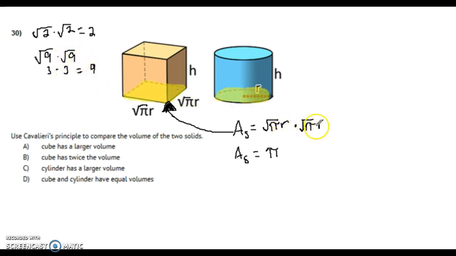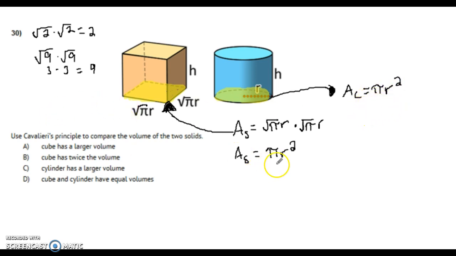And then if we have r times r, that would be r squared. So the area of this square, this cross section of the cube, is pi r squared. Now we're going to find the area of this cross section of the cylinder, which is a circle. To find the area of a circle, you would do pi times radius squared. We don't have to do any simplifying there. It is just pi times radius squared.